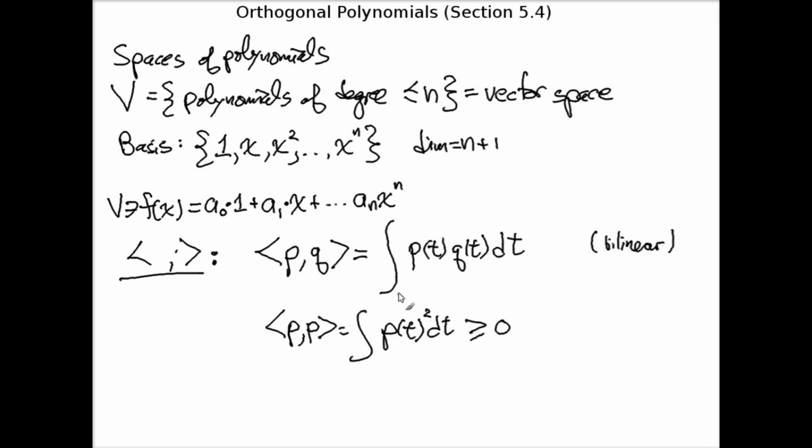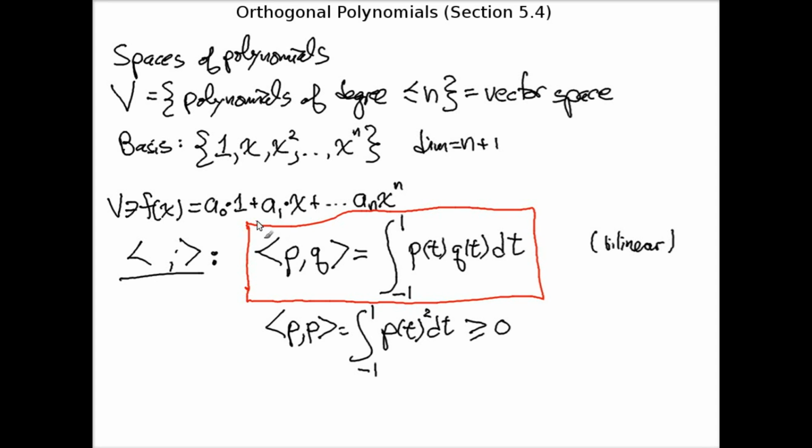The only problem is, what am I integrating over? Well, I can't integrate from minus infinity to infinity because for most polynomials, that integral doesn't exist. So you basically need to integrate over a finite interval, and up to some normalization, it doesn't really matter. So what we're going to do is take the integral to be from minus 1 to 1. So this is our definition of the inner product on the space of polynomials.